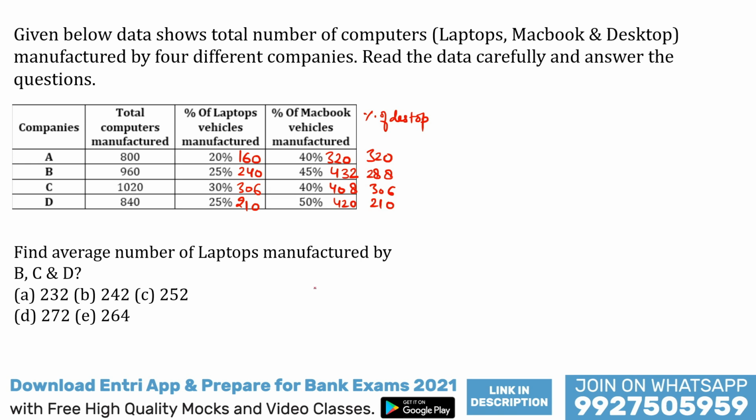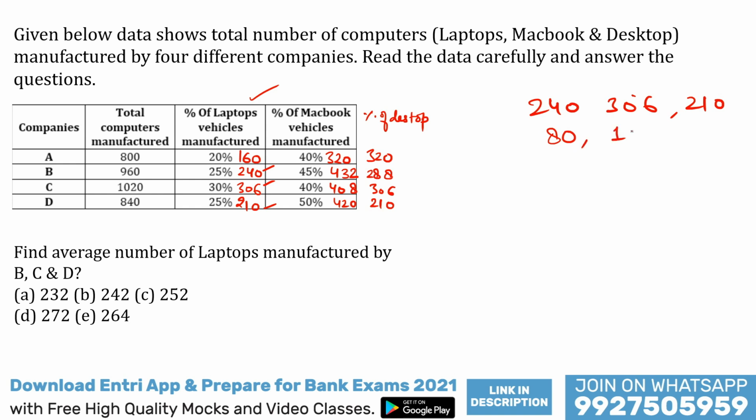Find the average number of laptops manufactured by B, C, and D. So guys, these are the laptops B, C, and D. That means 240, okay, 306, and 210. So we know that, guys, average is what? This plus this plus this by 3. So we can easily see that these are easily divisible by 3. So we can divide these individually by 3.